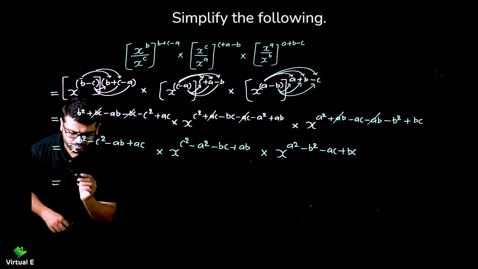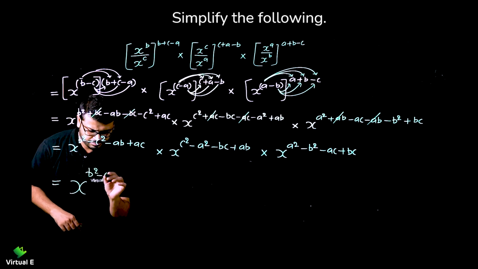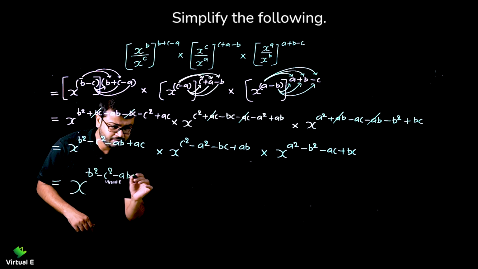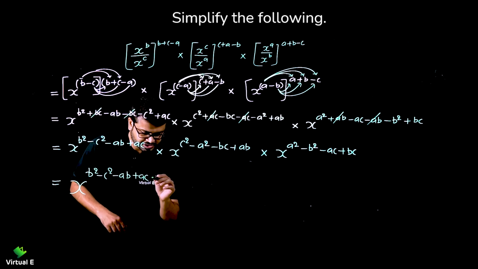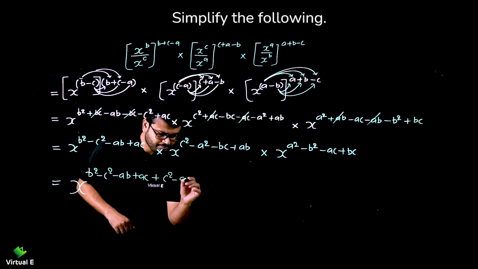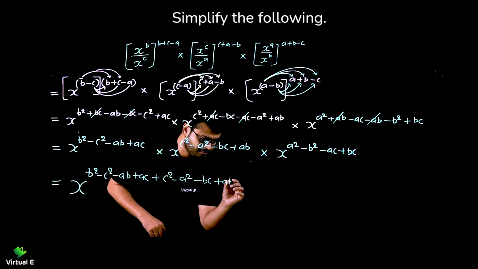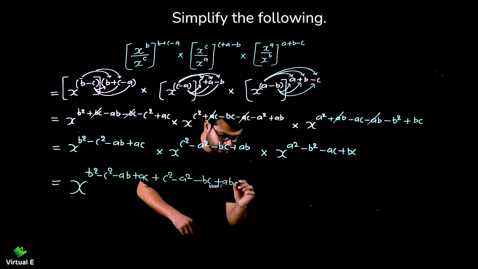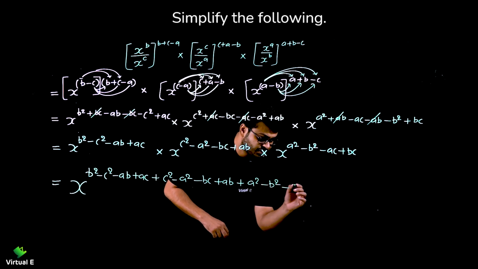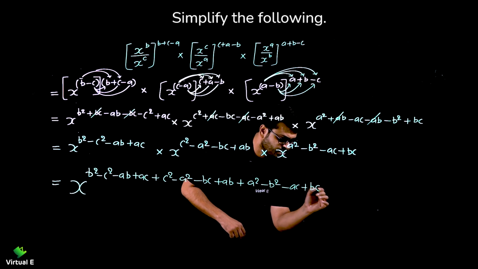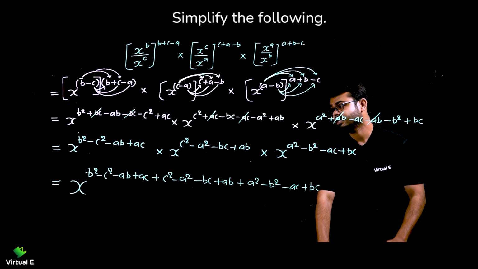So everything we are going to write in the power of x. So we can write x raised to here b square minus c square minus ab plus ac. That's for the first term power. Now let's write for the second term, that is c square minus a square minus bc plus ab. Then for the third term, that is plus a square minus b square minus ac plus bc. Be very careful with the sign. Any mistake and you won't be able to get the answer.